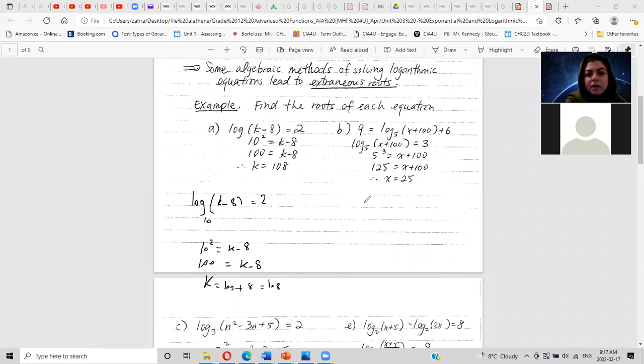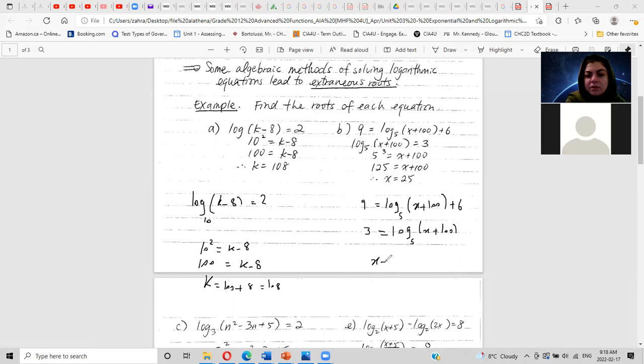Here is another one, 9 equal to log base 5 of (x plus 100) plus 6. So you have to bring all numbers to one side. So 6 to the other side is 9 minus 6, which is 3, equals log base 5 of x plus 100. Now you turn this one into the exponent. When you have a number on one side and log on one side, you turn into exponent.